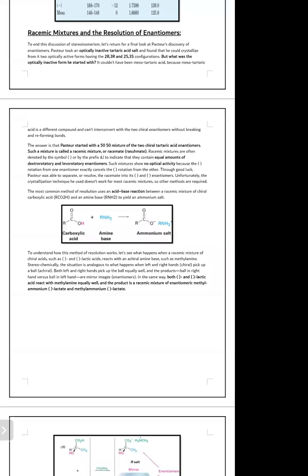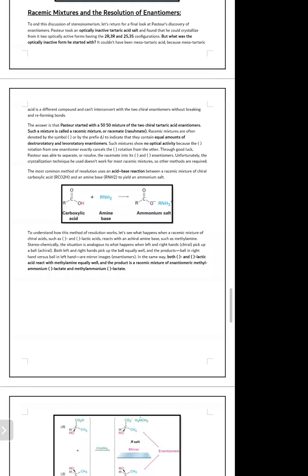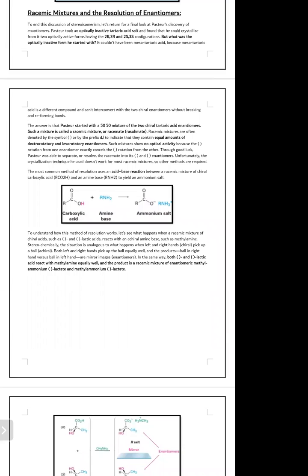I am going to present the second part of my presentation, which is racemic mixtures and resolution of enantiomers. Pasteur took an optically inactive tartaric acid salt and found that he could crystallize from it two optically active forms having the 2R,3R and 2S,3S configuration. But what was the optically inactive form he started with?